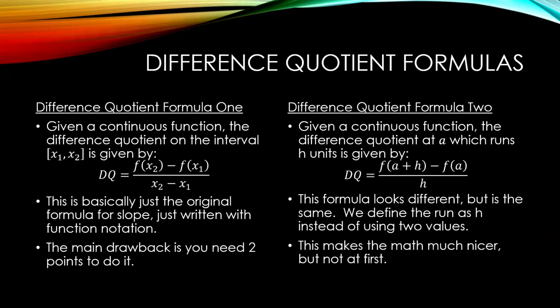Now, if we don't have a nice graph, what we can use is formulas. We have two main difference quotient formulas. The first one looks nicer. The second one actually is nicer. The first one is actually the same thing as our slope formula. This is f of x2 minus f of x1 over x2 minus x1. Really, you can think of this as the slope equation. It's y2 minus y1 over x2 minus x1.